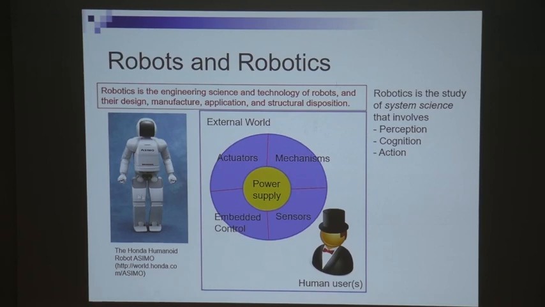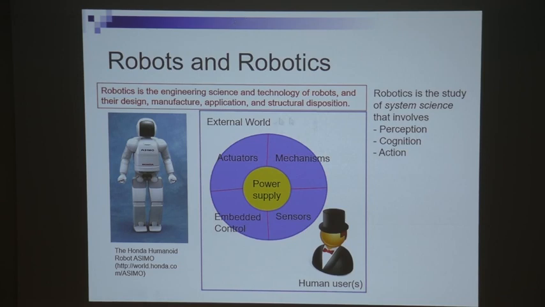So for a robot, for example in this case Asimo, you will require a power supply. There's no wire connected to a master computer, so you need an embedded controller. And then for its movement and to self-balance, you require sensors. And then to move, of course, you will require an actuator. The whole structure itself is a mechanism. And this, as you know, interacts with the external world, with the human user in the external world.